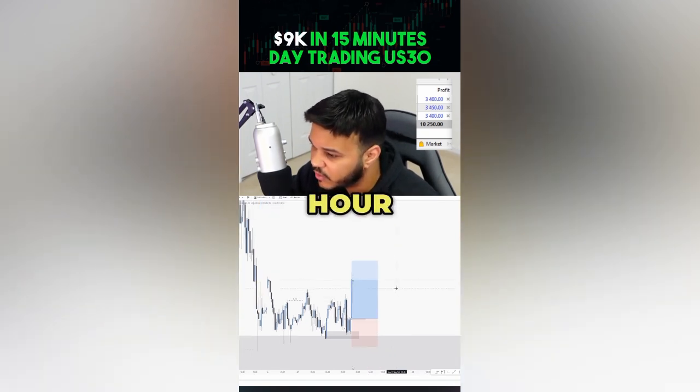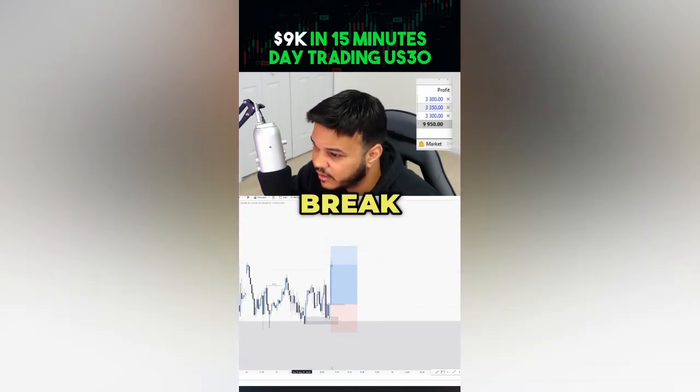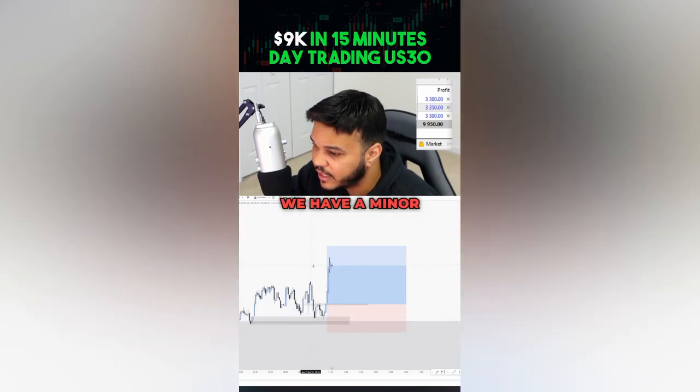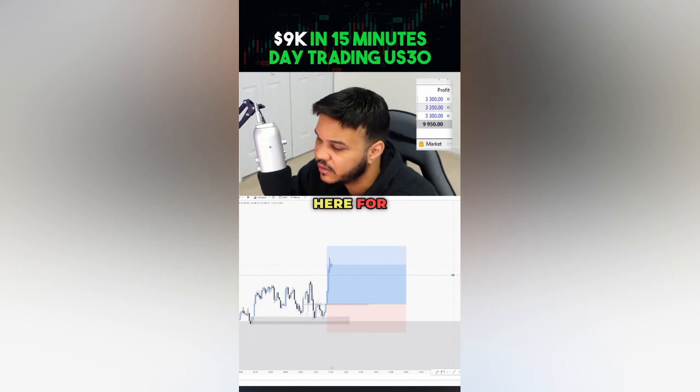So based on the 4 hour liquidity grab, the 1 hour structure, and then I go into 15 minutes, and you guys can see we have a break of structure right here, and then we have a 15 minutes order block. I wait for the market to get to the order block right here. We have a minor liquidity grab on 5, and then I wait for this break in my favor. And that's how I took the buy here for US 30.